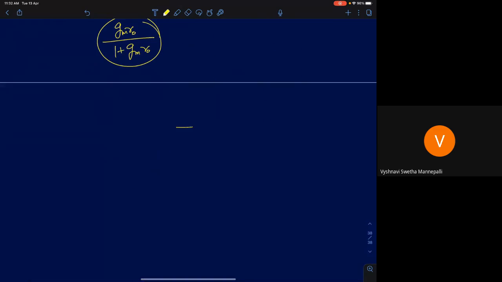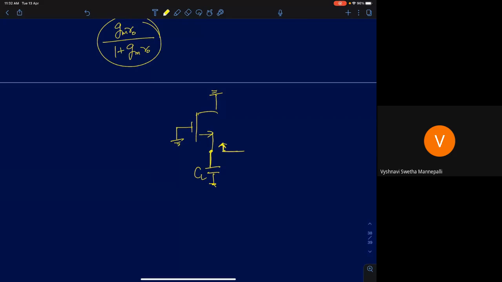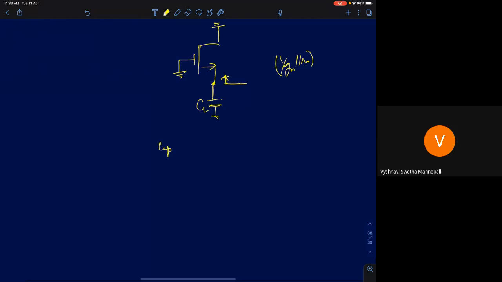How do you find the output impedance of any circuit? You short circuit the input, make the input go to 0, and then measure the impedance looking at the output terminal. At the output terminal you have a capacitance CL in parallel. Looking into the source terminal, the impedance will be 1 by GM parallel R0. So the pole in this case will be 1 by GM parallel R0 times CL. This is your pole location.